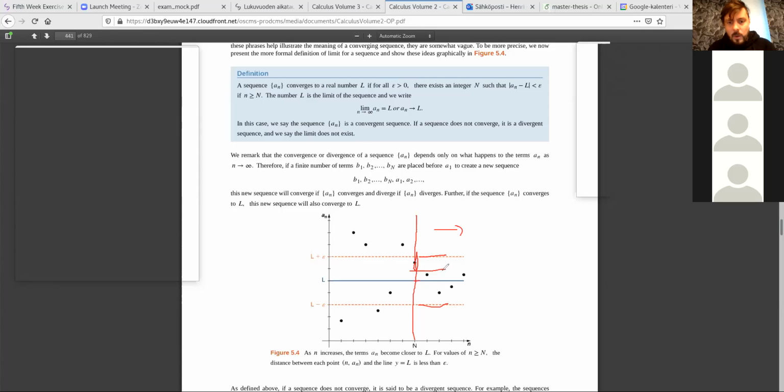It doesn't matter where you put these, there is always somewhere over there on the right, a point after which all the numbers are between those two bars. And it doesn't matter how close you put those two bars together, there is always going to be a point after which everything is between those two lines. Then we say that it converges to that limit. All right? So this may require a little bit of thinking, but this is in fact easier to think in terms of this.